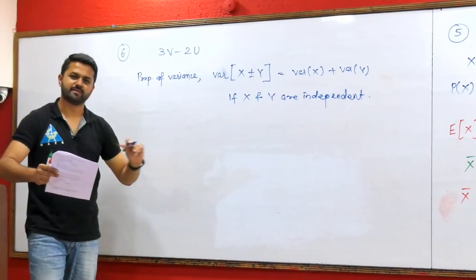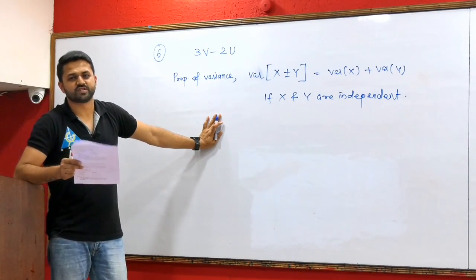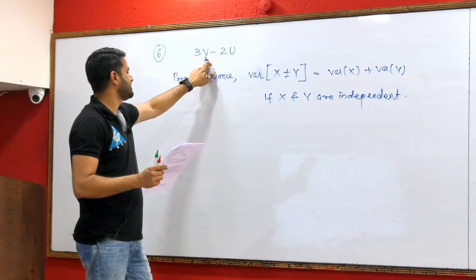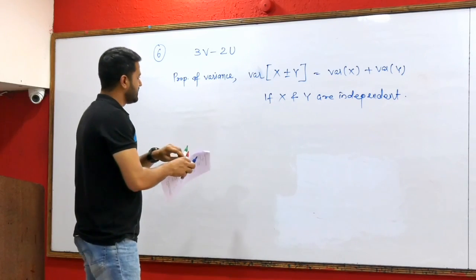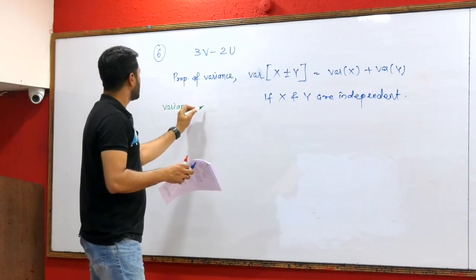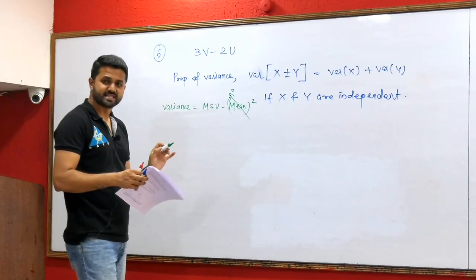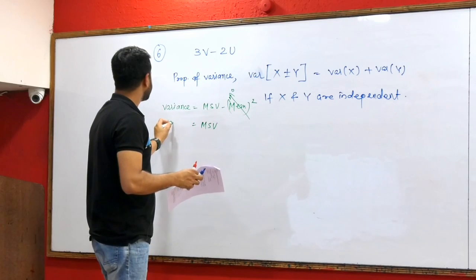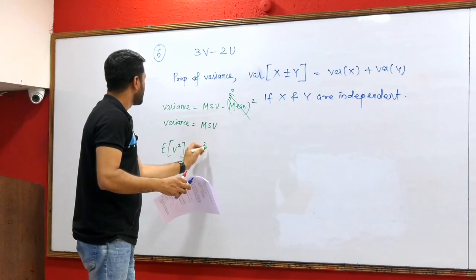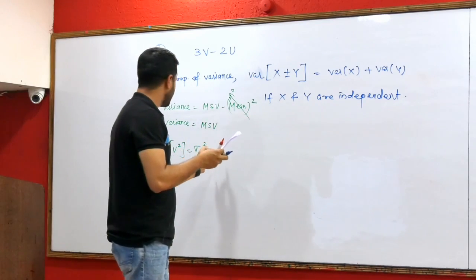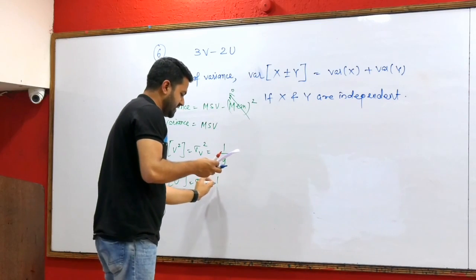So if the random variables are independent, then the variance of the sum or the difference of the random variables is equal to the sum of the variances of the individual random variables. So what is the variance of v? Because the mean value of u and v both are 0, we know that the variance is equal to the mean square value minus the mean whole square. If the mean is 0 for any random variable, then the mean square value becomes the variance. So the variance of v is nothing but the mean square value of v, which is 1/9, and expected value of u square, this is sigma u square, is equal to 1/4.